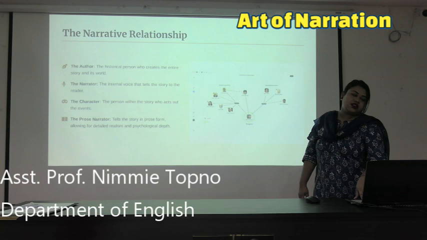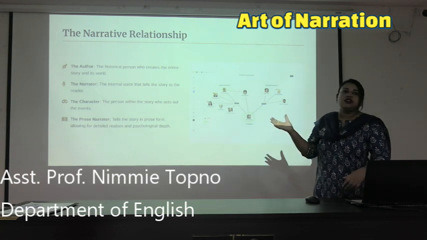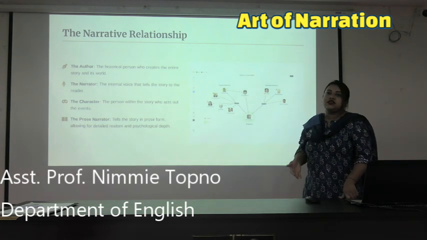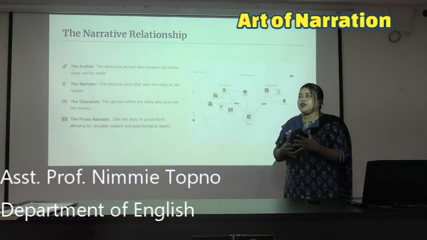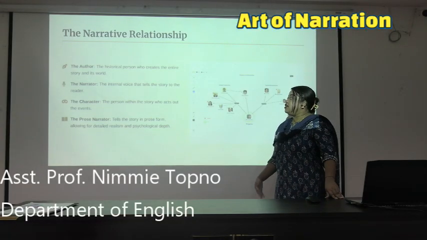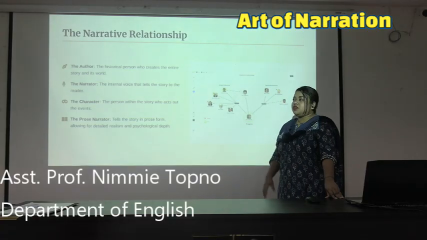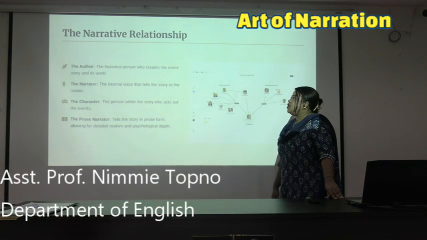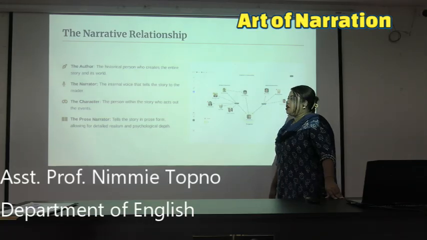The narrative relationship is the author first writes the book, produces the work of art, then it is given to us. When we open the book, there is always a narrator who tells the story. So the internal voice that is there in the book or the movie or any play, the internal voice that tells the story to the reader becomes the narrator.